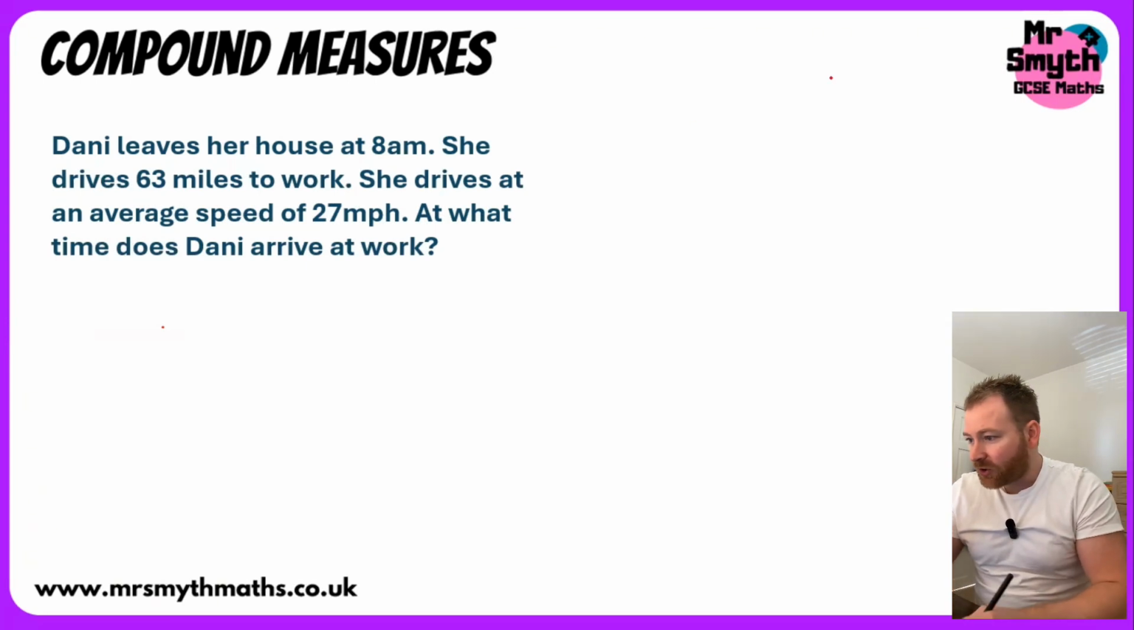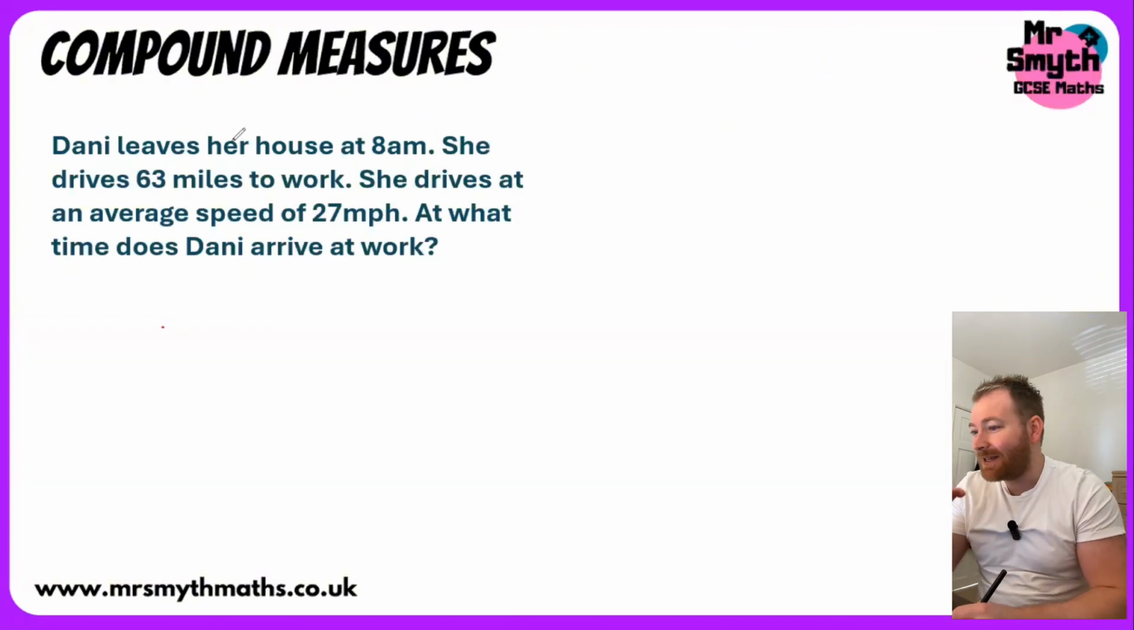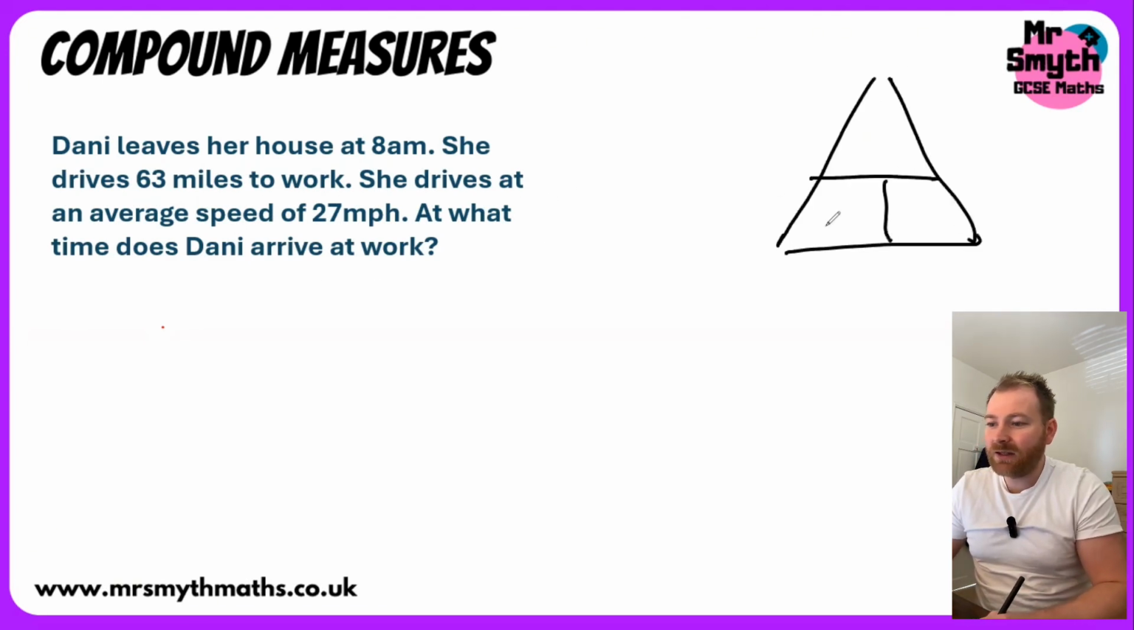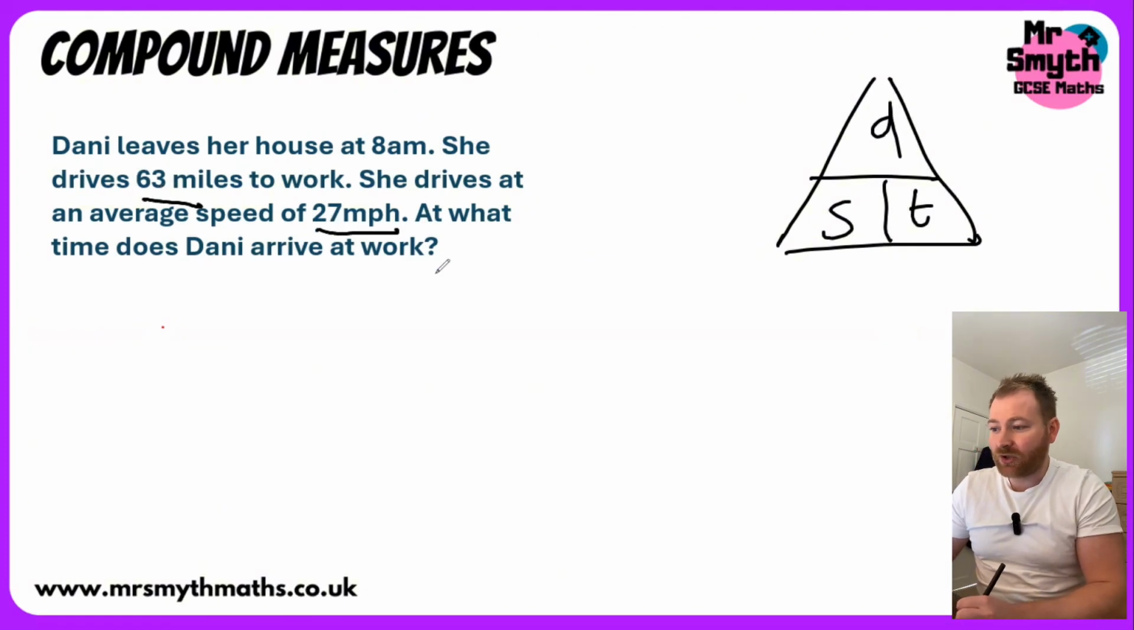This question says, Danny leaves her house at 8 a.m. She drives 63 miles to work and she drives at an average speed of 27 miles per hour. So let's get the triangle in first of all. We know speed is here, distance is here, and time is here. She leaves at 8 a.m., that might be important later on. What time does she get to work? So we need to work out time.